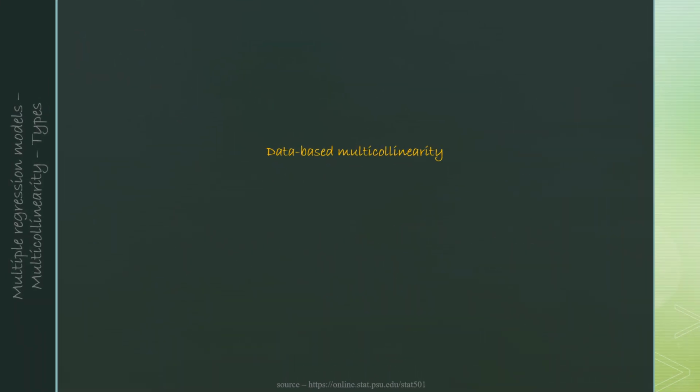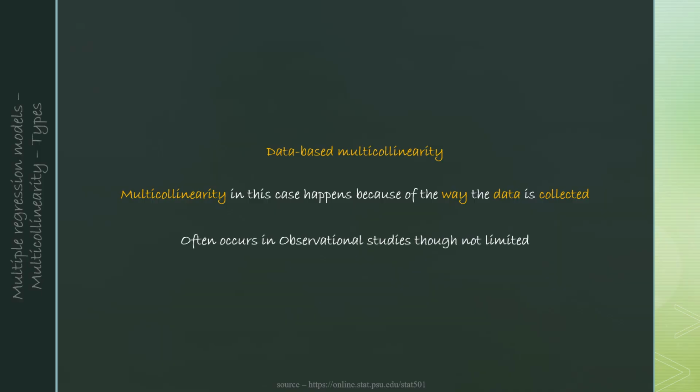Data-based multicollinearity. Multicollinearity in this case happens because of the way the data is collected. Often occurs in observational studies, though not limited. Can happen in experimental studies as well.